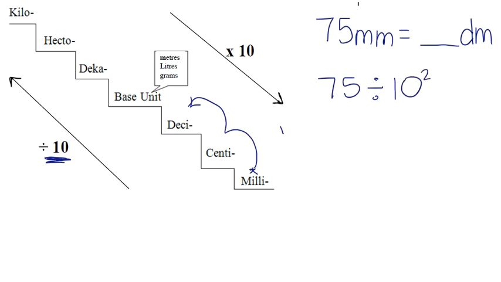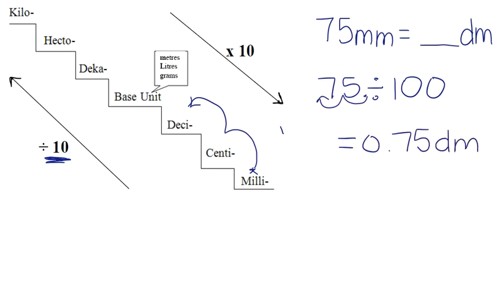So you can write 75 divided by 10 to the power of 2, or you can write divide by 100, whatever makes you happy. And again, we can think about if we're dividing, our decimal is moving 2 places to the left. So 7.5 millimeters is the same distance as 0.75 decimeters.